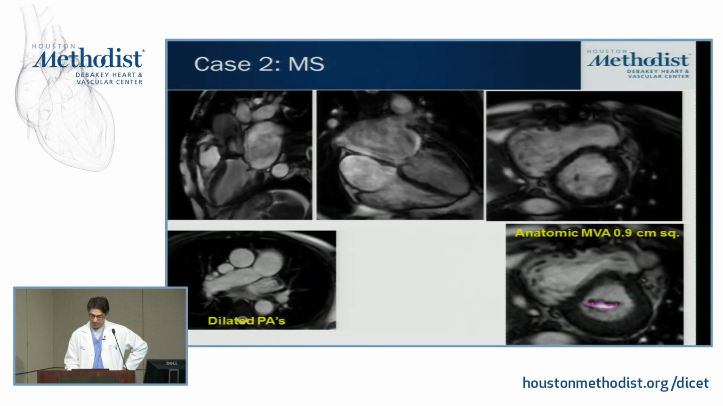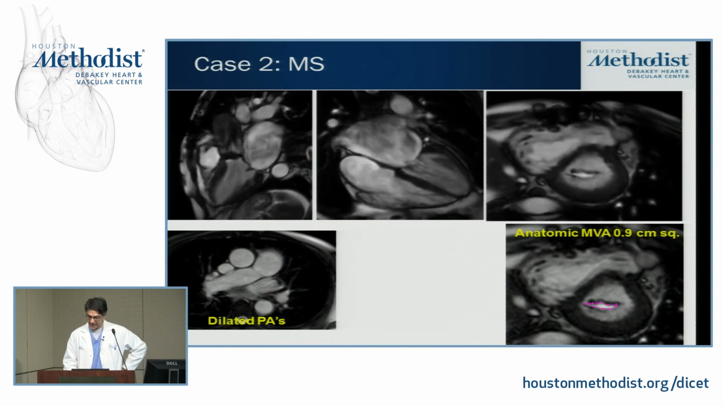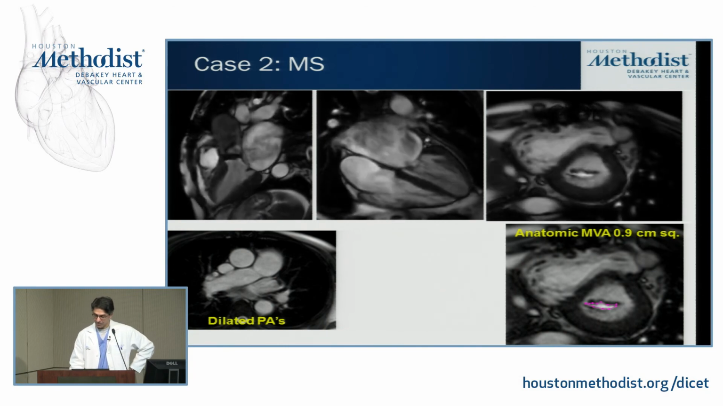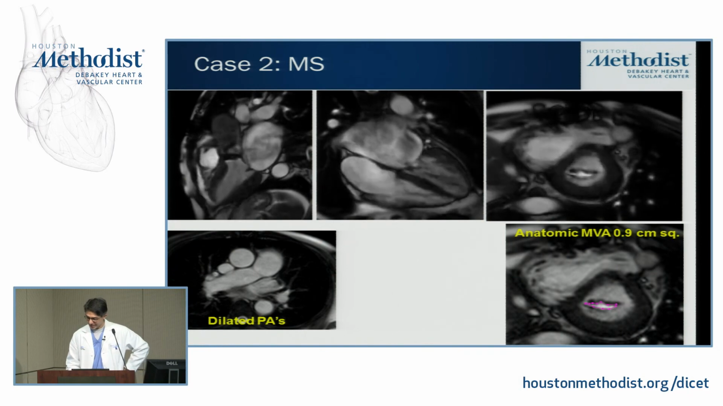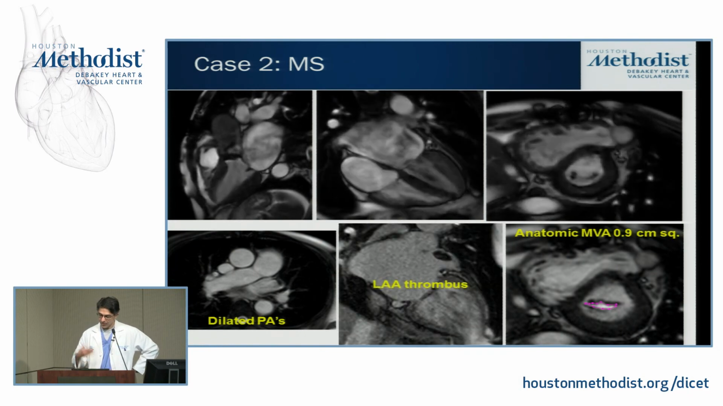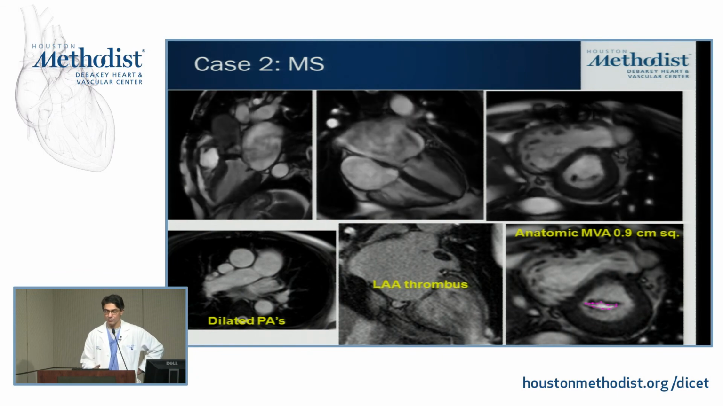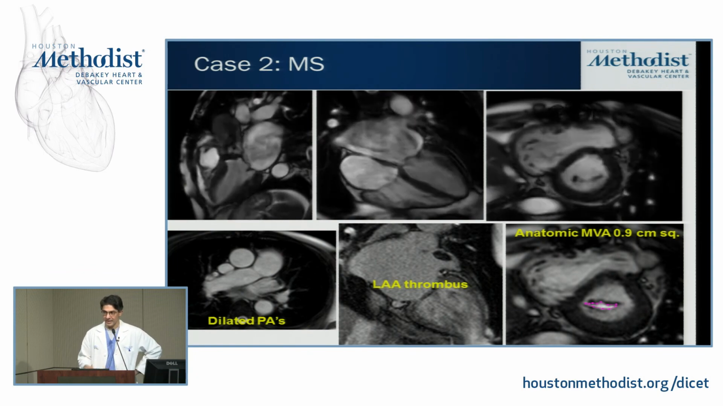Here's another example in a patient with both MS and AS. But what was very unique to CMR, I think, is that we can readily identify thrombus in these patients who often have very large atria and concomitant atrial fibrillation.